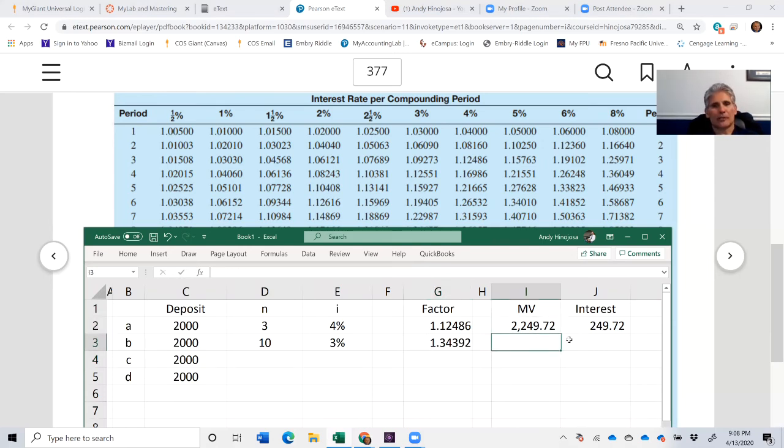The maturity value, we're going to take the original deposit, multiply it by the factor. Boom. Now we have the maturity value. A little bit easier than actually using that formula that we learned earlier. And if we want to know how much interest we've earned, we simply take the difference, $687.84.